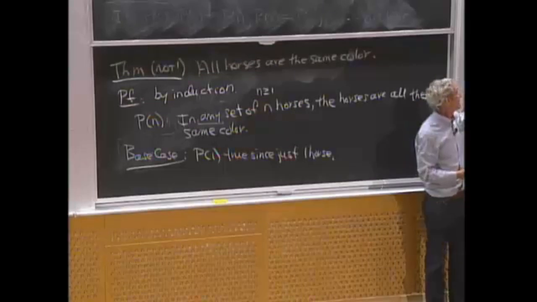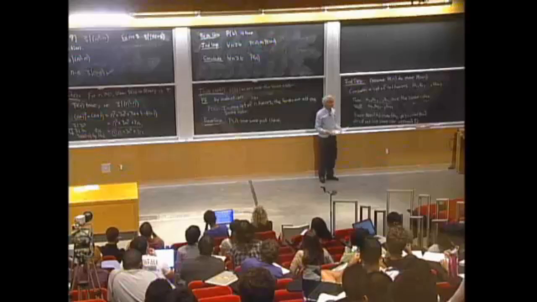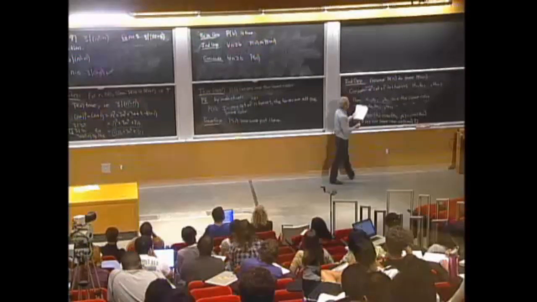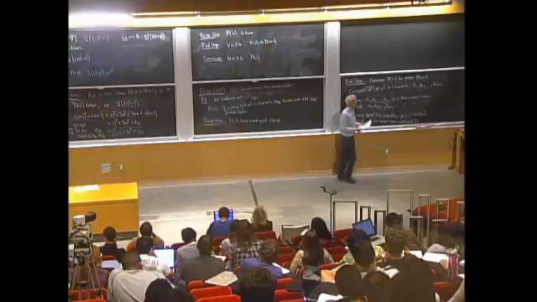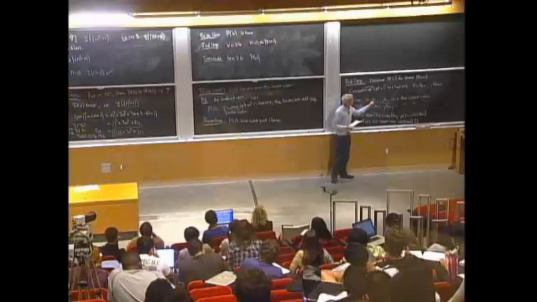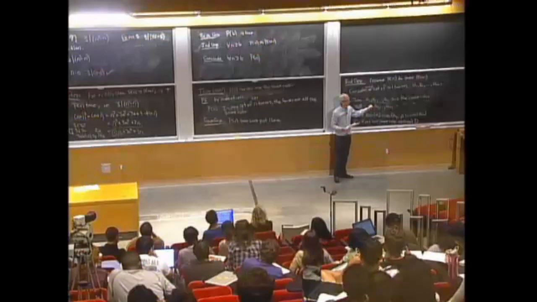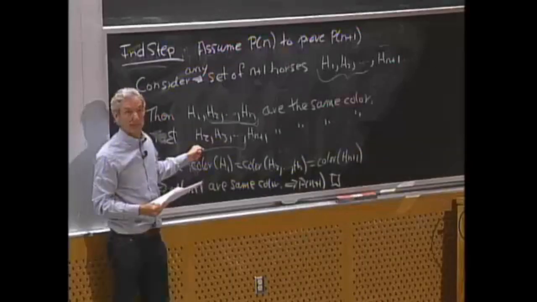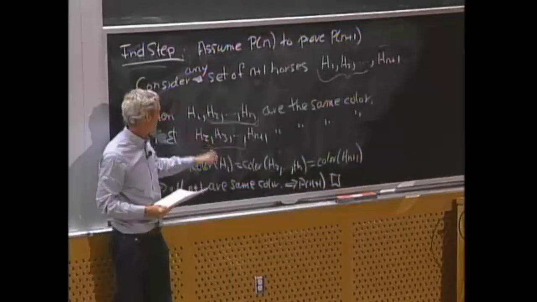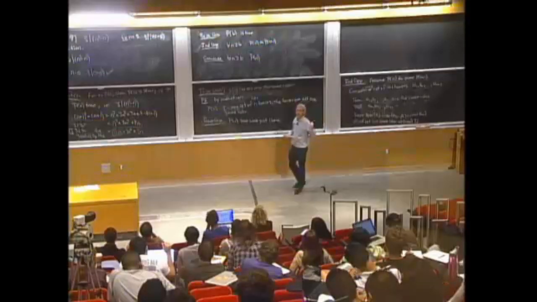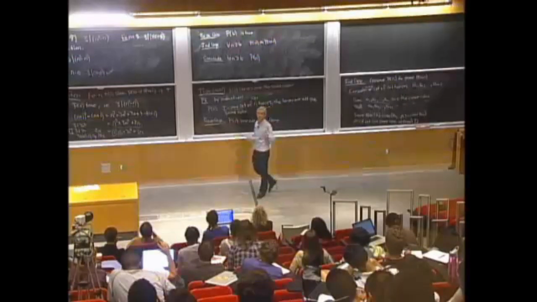That's P(n). I've got to look at any set of n+1 horses. So consider any set, not a set, any set of n+1 horses. You pick any set you want, call them h1 through h(n+1). Well, then the first n are a set of n horses, so I can apply P(n). Therefore, they have the same color. The last n horses in the set are a set of n horses, so I can apply P(n). So these guys all have the same color, and I'm on my merry way here. So you're right, I had to do a little bit more work, but I can do that work, and I still get a proof.